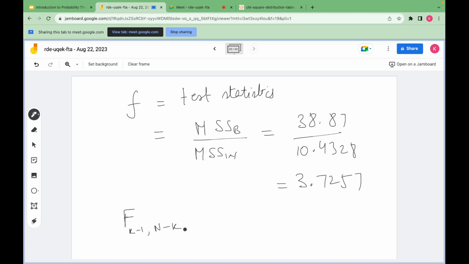Now we will calculate the F distribution value, which is F with k minus 1, n minus k, comma alpha. So this is 2 comma 15 comma 0.05. When we look it up in the F distribution table, this value comes out to be 3.6823.